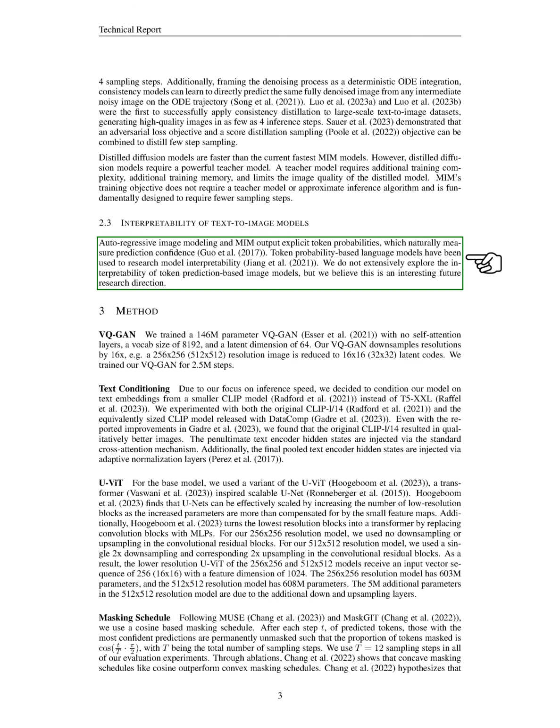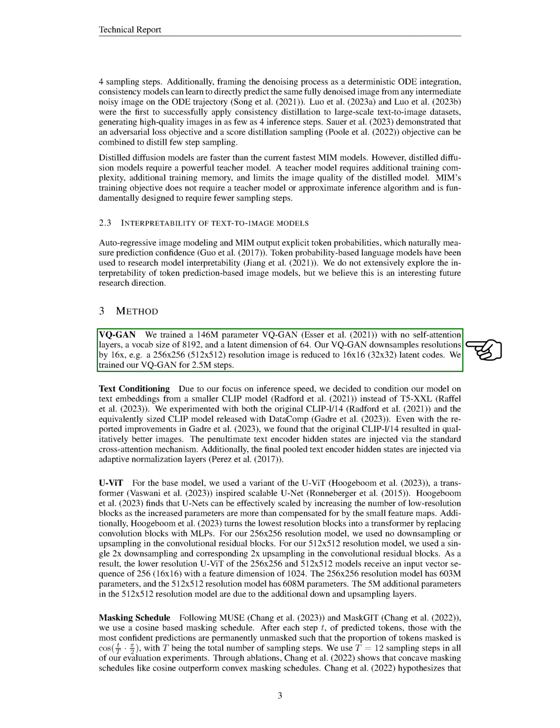These models provide explicit token probabilities, which are a good measure of prediction confidence. While we haven't fully explored the interpretability of these image models, we think it's a promising area for future research. We've trained a VQ-GAN model, which is a type of generative model.